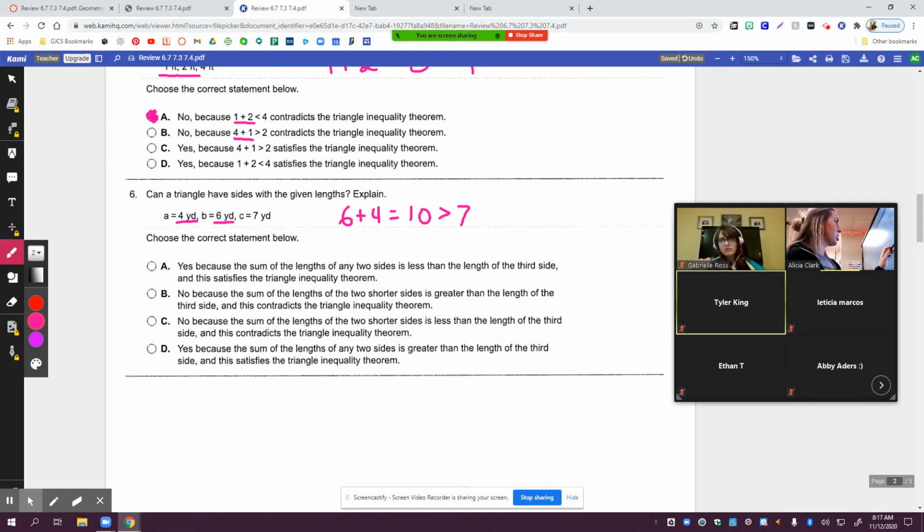And you've got to make sure you read whether the sum of the lengths is less than the length of the third side, or the sum of the lengths is greater than the length of the third side. You want to pick the one where those are greater.